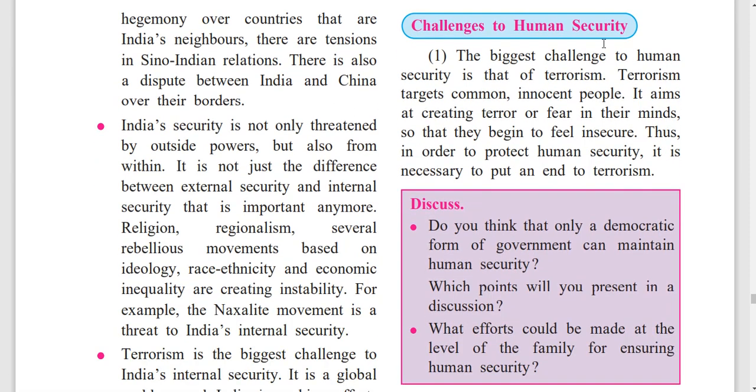Challenges to human security. The biggest challenge to human security is that of terrorism. Terrorism targets common innocent people. It aims at creating terror or fear in their minds so that they begin to feel insecure. Thus, in order to protect human security, it is necessary to put an end to terrorism.